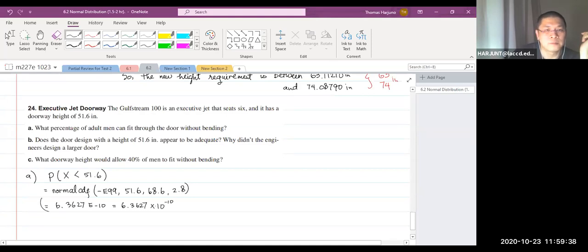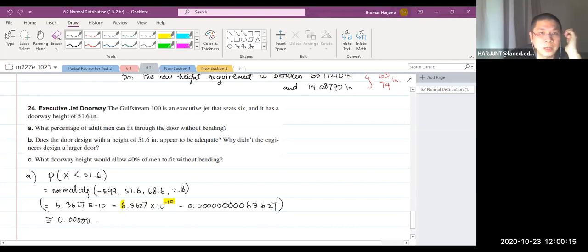In other words, if you write it down in decimal, then this 6 here will be at the 10th decimal place. That would be 0.0000, 1, 2, 3, 4, 5, 6, 7, 8, 9, 10. The 6 there will be at the 10th decimal place, which if I round to 5 decimal places is basically 0.00000. So the probability that an adult man can go through that door without bending will be 0. If that man is an adult, then there's no way that person can go through the door without bending.